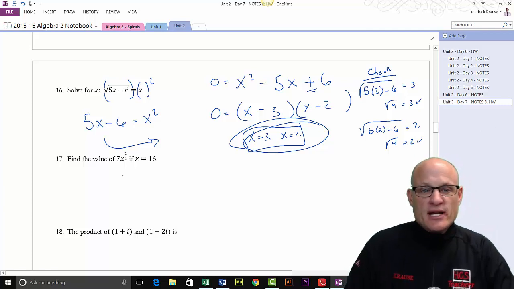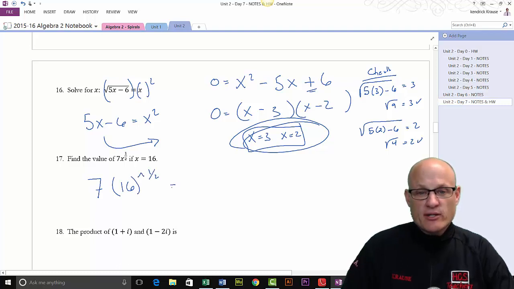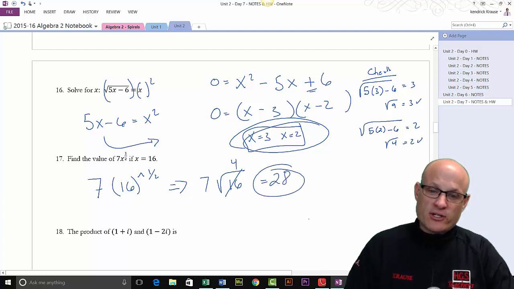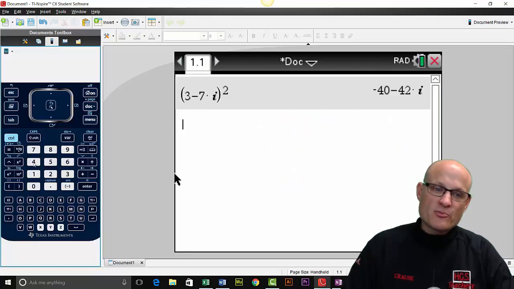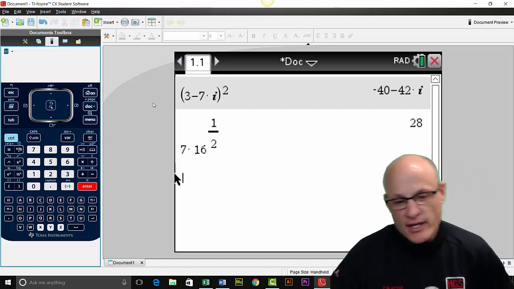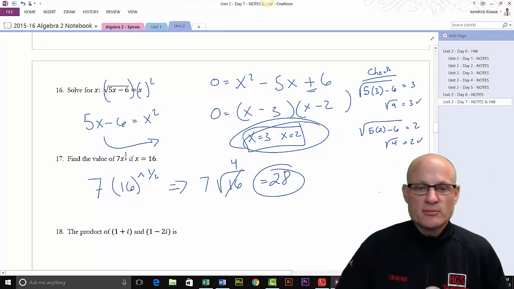So, well, I can do one of two things. I can just plug this in, put in my calculator to 1/2, or I can remember that a 1/2 is really the same as a square root. So this is just 4, and my answer is 28. So you can either use your calculator just by going 7 parentheses 16 parentheses raised to the fractional 1/2. But 1/2 is just the square root. And that was that easy. Moving on up or down.